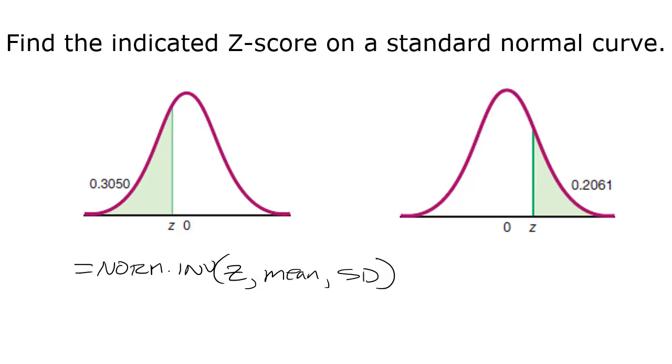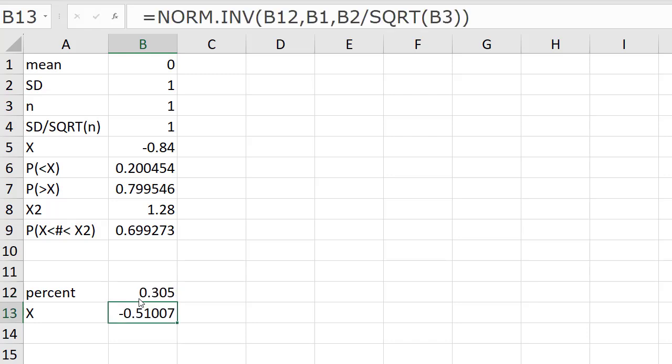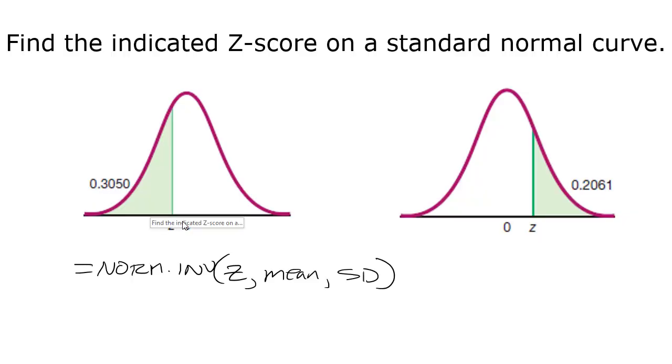Okay, so the first example, we wanted to find 0.3050. All right, so this is going to be 0.3050. And there's my z-score. And you notice how it's negative. Well, look at the picture. See how it's below 0? It should be negative. Okay.